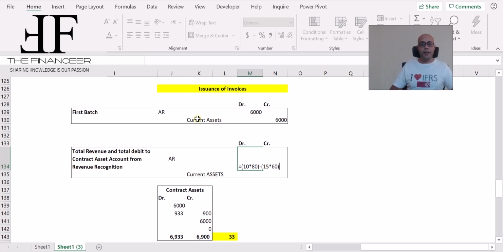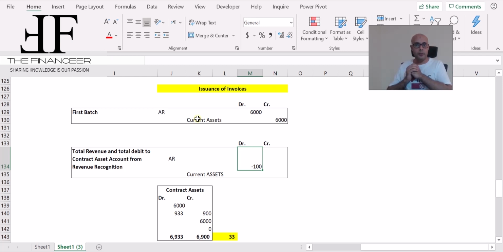So the total value here in the AR will be minus 100. A debit with a minus value is exactly like a credit. This is the same value. So instead of saying debit accounts receivable minus 100, it is exactly the same as saying credit accounts receivable 100.